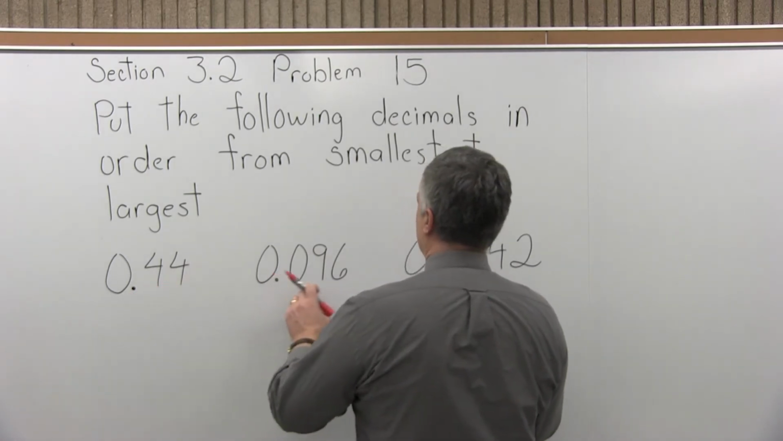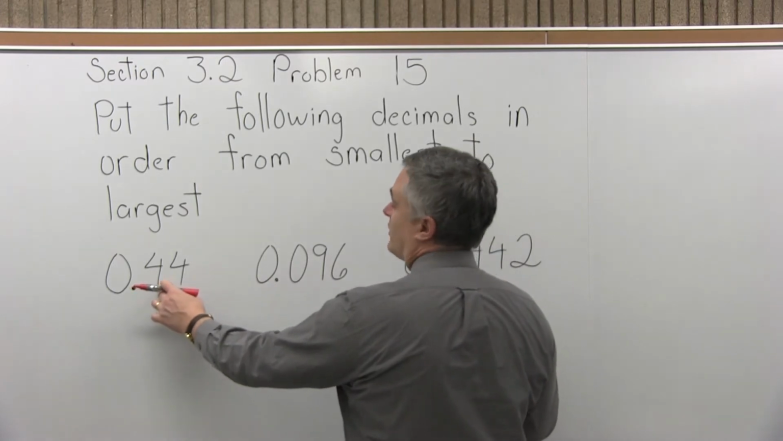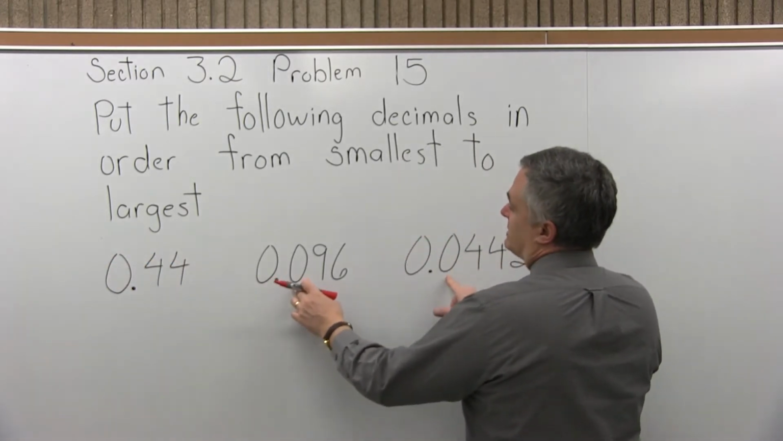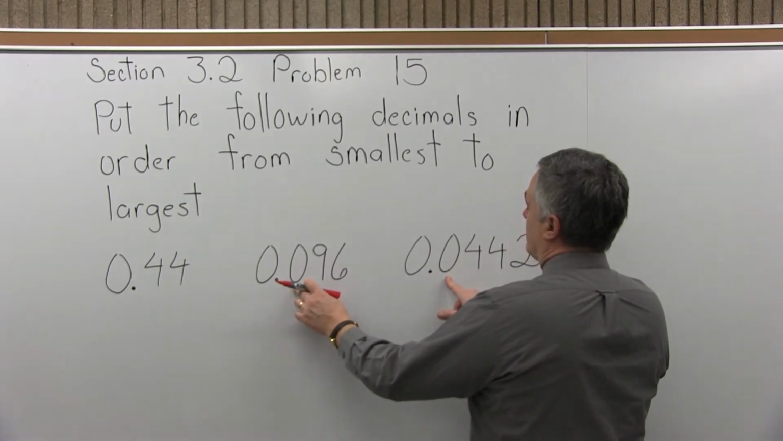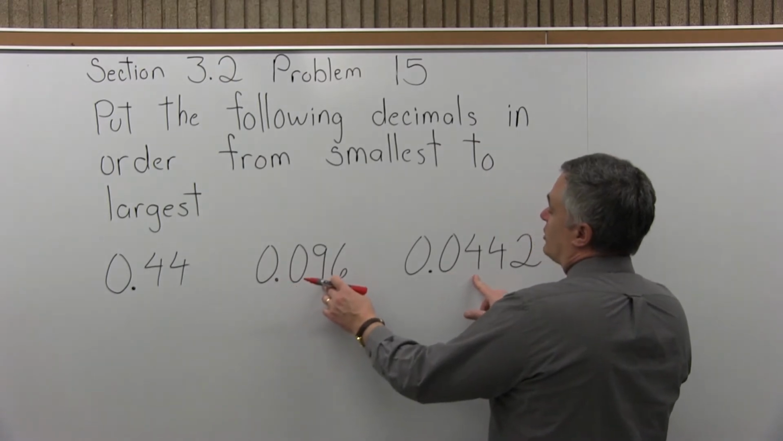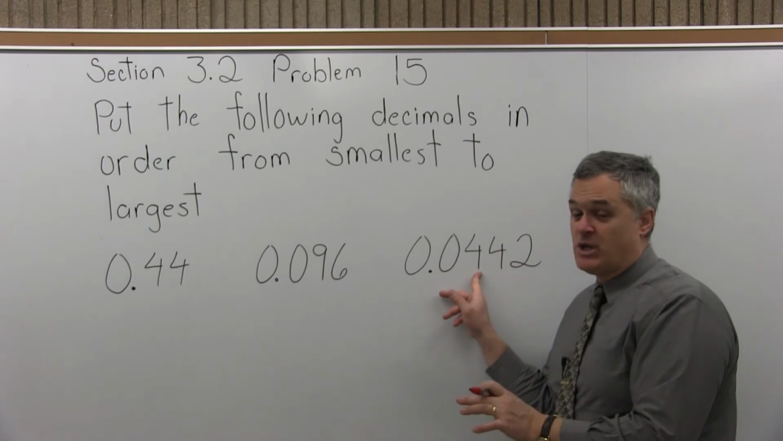So I have a 4, a 0, and another 0. Well, now I do have a tie with the 0. So the one with the 4 is not the smallest one. I can put that one to one side for now. So the 0.096 and 0.0442, I have a tie at the second digit in. So now if I go to the third digit to the right, now I have a difference. I have a 9 and a 4, and I want to find the smallest one.